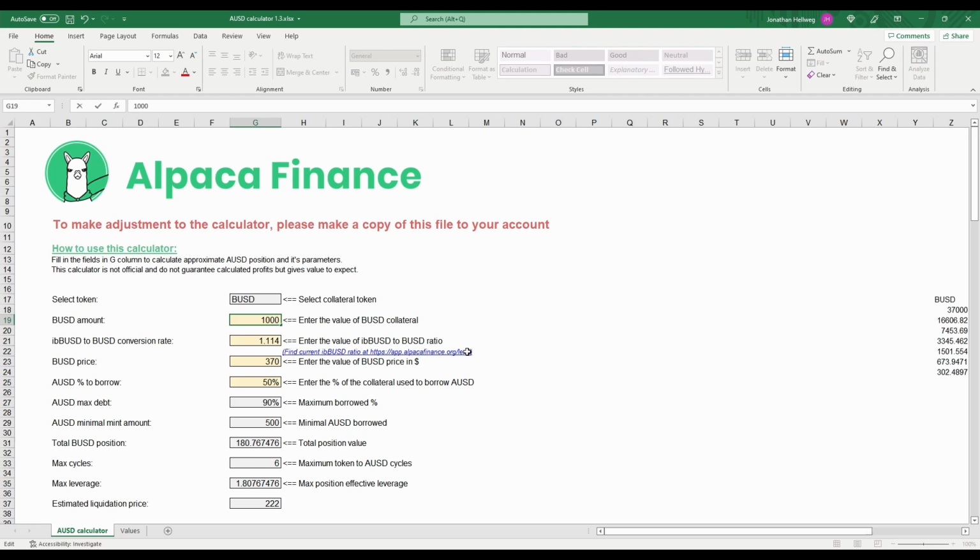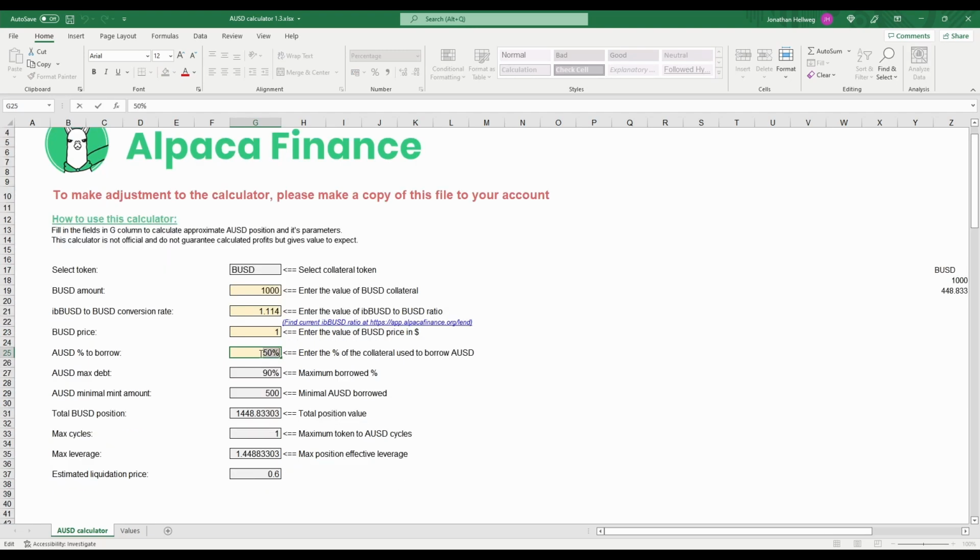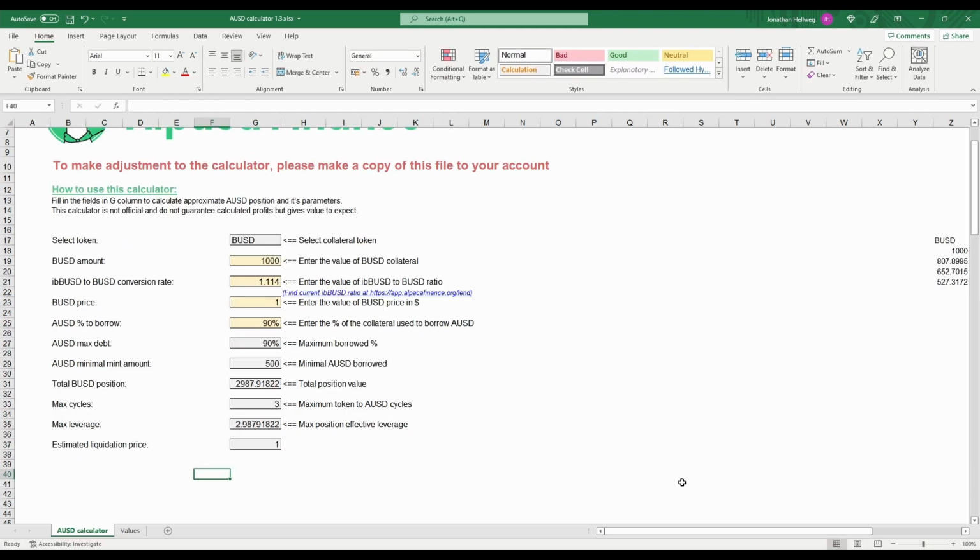You can find out the conversion rate here. Let's just assume this is correct. The BUSD price is 1. And here we are going to select 90% as that is the maximum amount allowed by the system. And because we are borrowing against a stablecoin, we are not expecting any volatility. So now the calculator is returning that we have 3 cycles. 3 cycles of collateralizing BUSD by putting it into the lending pool and borrowing AUSD against it to sell AUSD for BUSD to repeat the cycle.